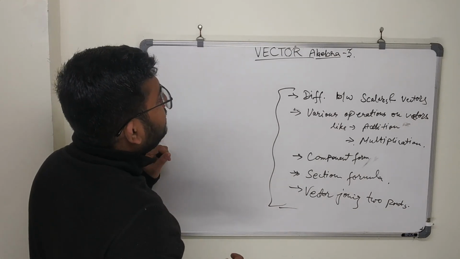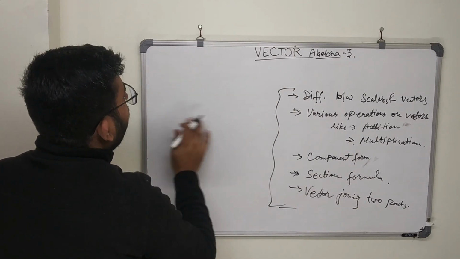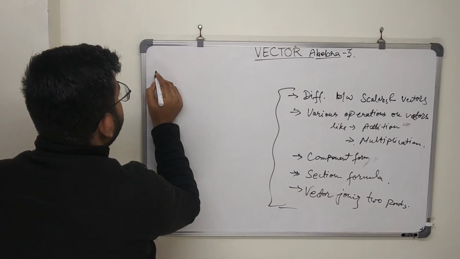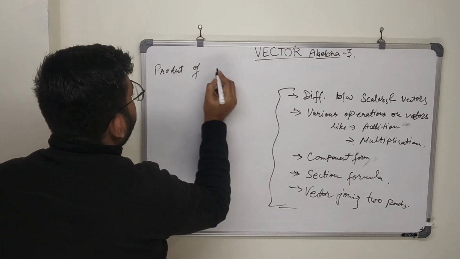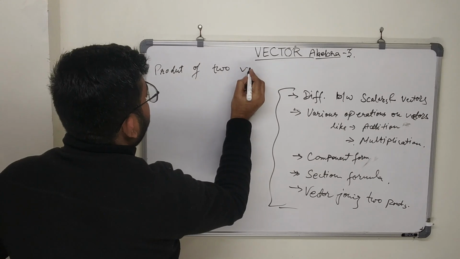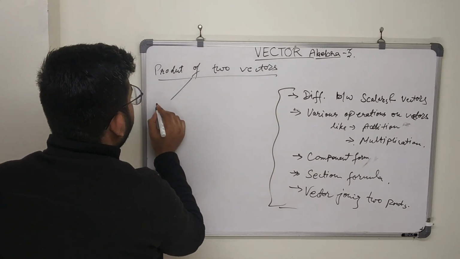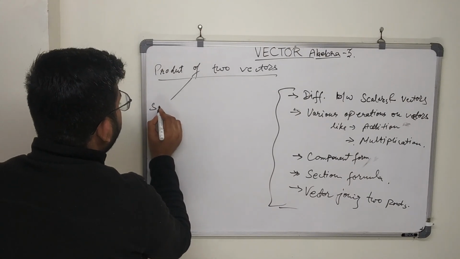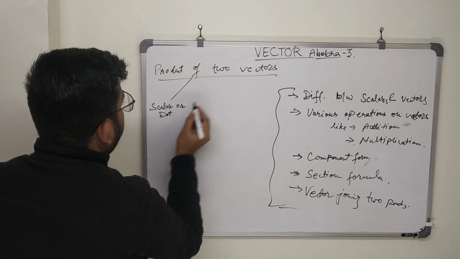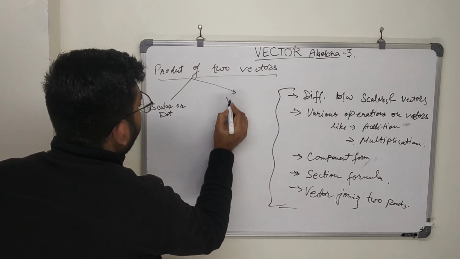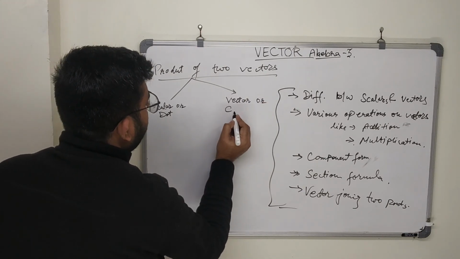So in this lecture, that is the lecture of vector algebra 3, we are going to study some new concepts, that is product of two vectors. This is of two types, that is one is scalar product or dot product, and the other one is vector product or cross product.